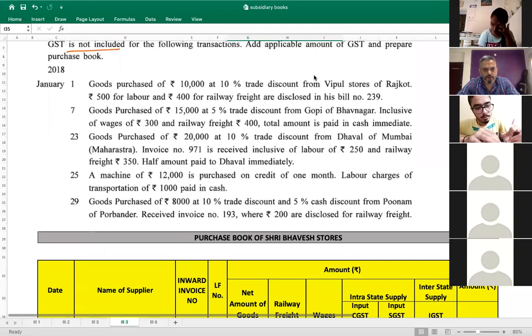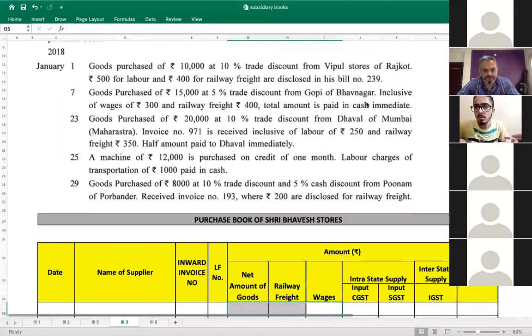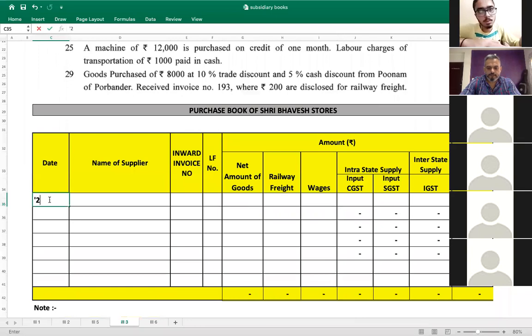2018 January 1. Goods purchase of 10,000 at 10% trade discount from Vipul Stores of Rajkot. Rupees 500 for labor and 400 for railway freight are disclosed in his bill number 239. So now it's a credit transaction. So let's record 2018 January 1.